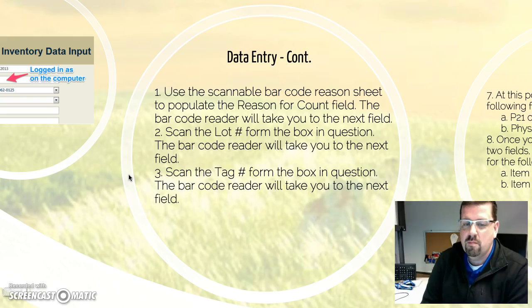In that barcode reason, I have a list of about 10 things that we're able to do, and I just made those barcodable so that instead of someone having to go in and type what the reason is, it's literally a barcode. They hit it and it populates. So then we want to scan the lot number and then the tag number. It's very easy to do.